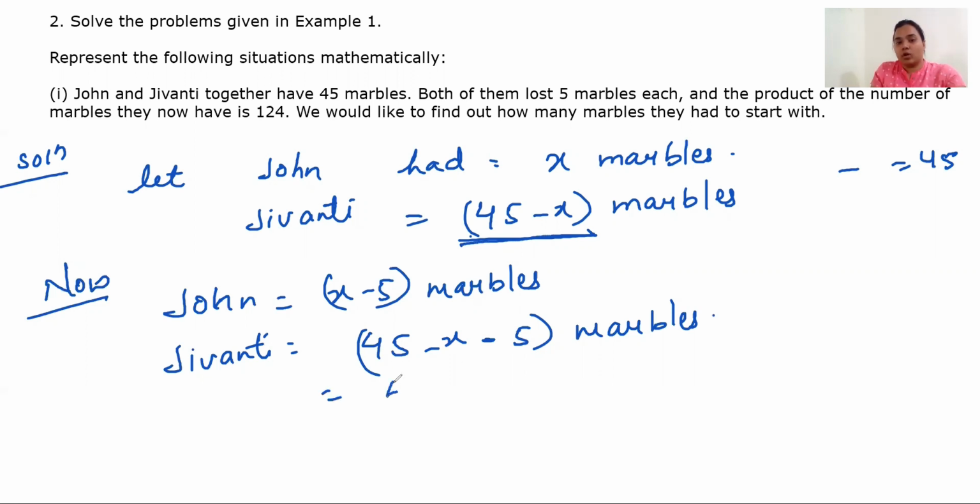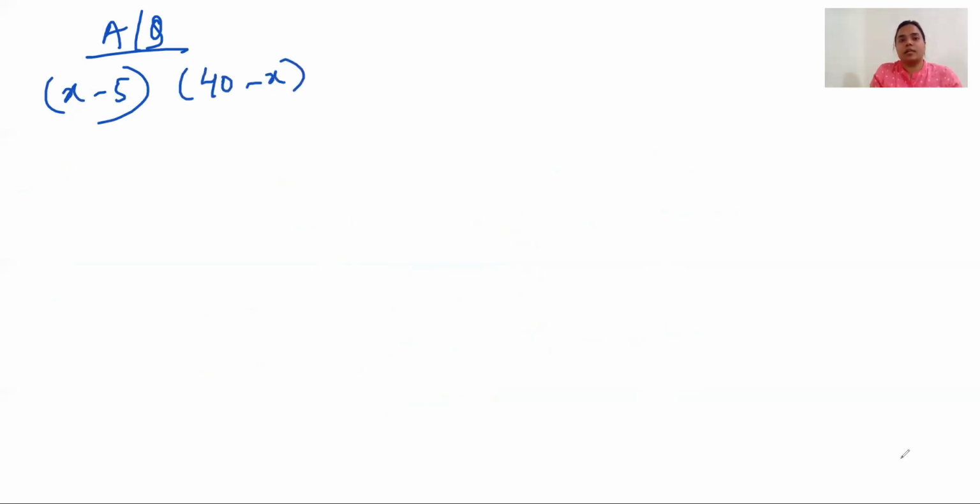So if I solve this, this will be 40 minus X. According to the question, the product of the number of marbles they have now is 124. So John has X minus 5, Jivanti has 40 minus X. John X minus 5, Jivanti 40 minus X, and this product is equal to 124. Now I solve this: X minus 5 multiplied by 40 minus X.